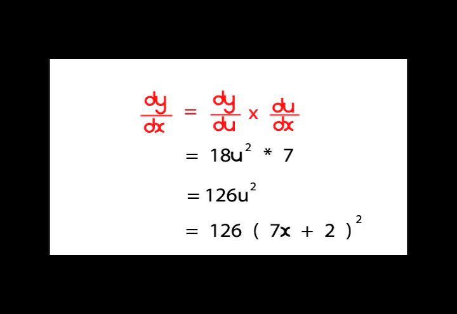And you're not done yet, because then you have to plug in the subfunction u, and once you plug in the subfunction u, you're done. So the final answer for this example problem is 126 times (7x plus 2) all to the power of 2.